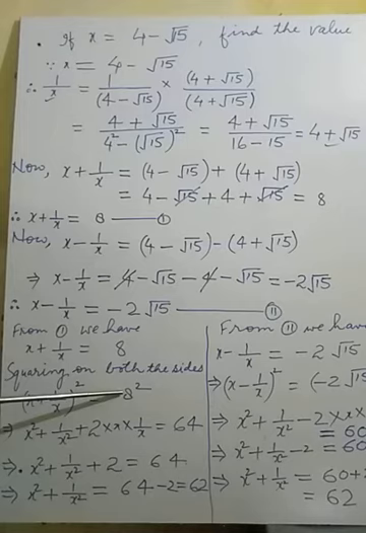You may observe here. Now x plus 1 upon x whole square is in the form of x plus y or a plus b whole square. How can we expand a plus b whole square? That will be equal to a square plus b square plus twice ab.